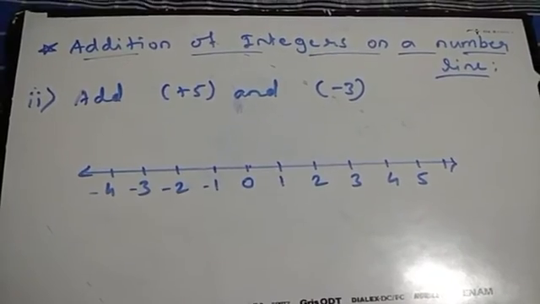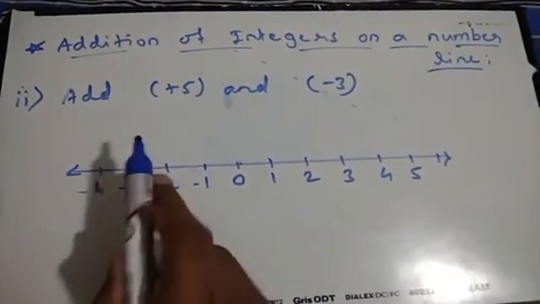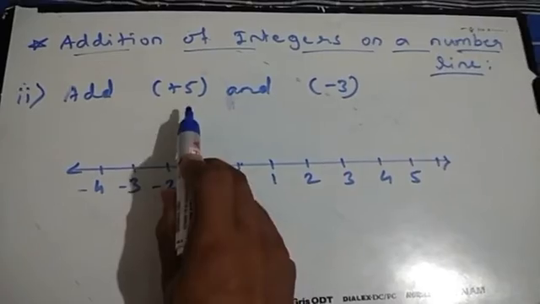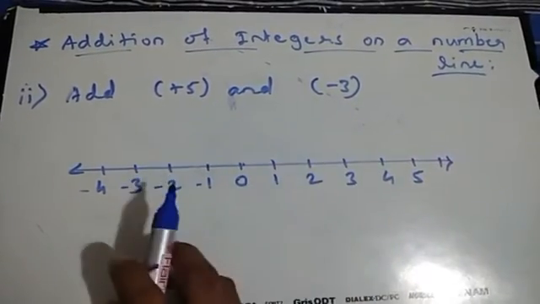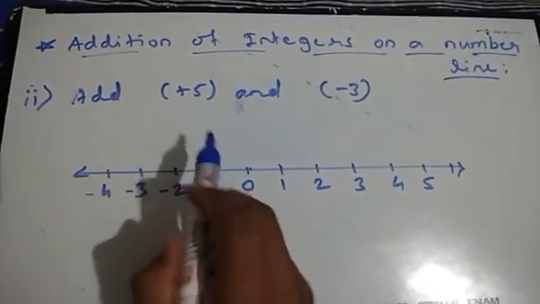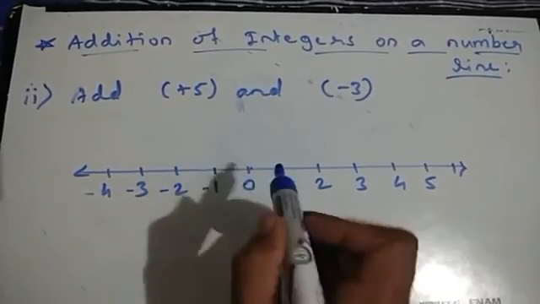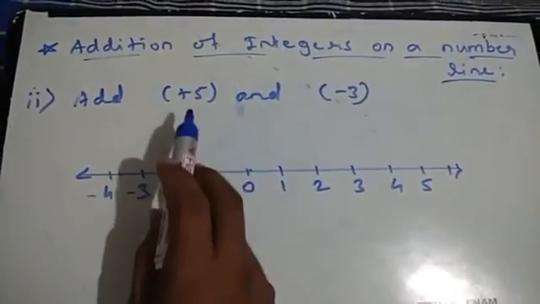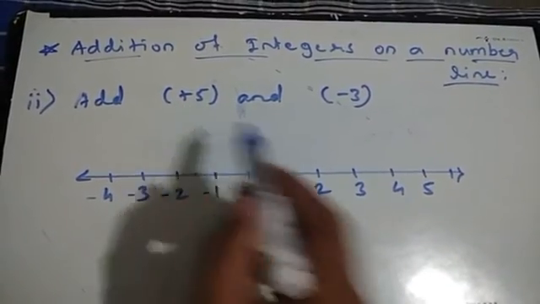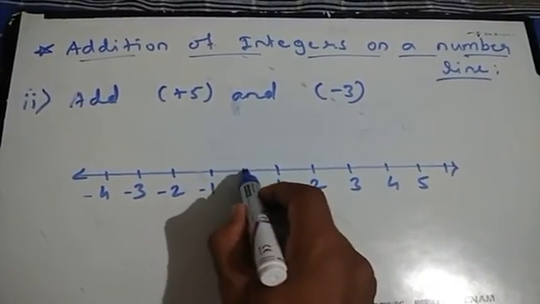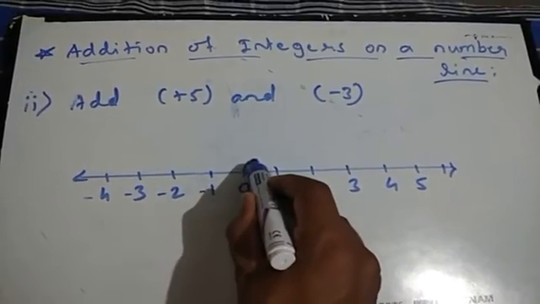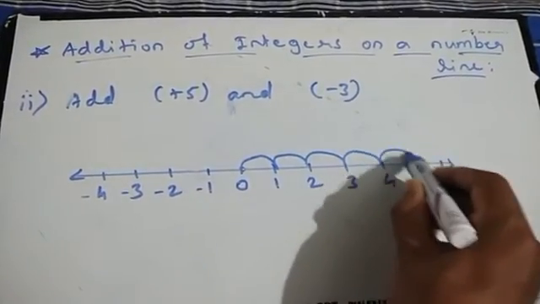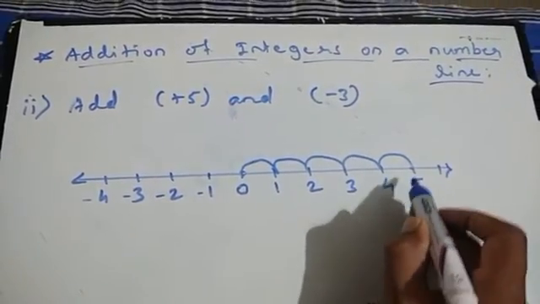Students, let's take one more example. Add plus 5 and minus 3. Now here see, one integer is positive, one integer is negative. So let's start how to add. First we have plus 5. So we'll start from 0 and we'll make 5 jumps towards right hand side as we need to show plus 5. So in that 0 we are going to add plus 5 first. So start from 0. 1, 2, 3, 4 and 5. We made 5 jumps here and we reach at plus 5.